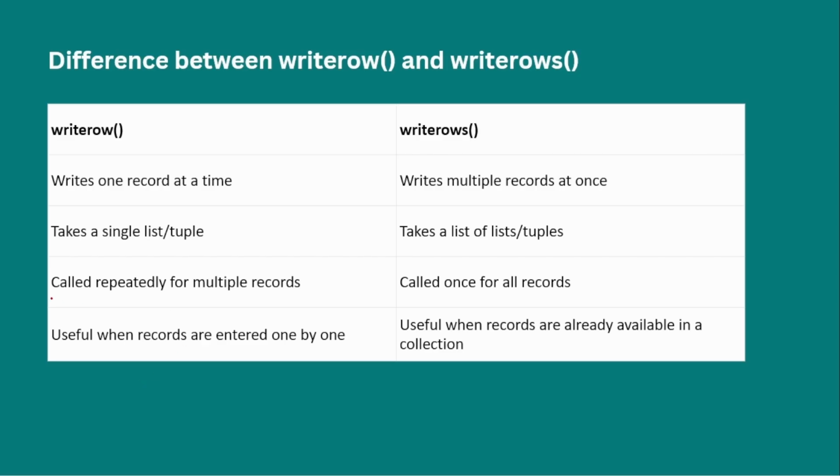Difference between writerow and writerows. writerow writes one record at a time, while writerows writes multiple records at once. writerow takes a single list or tuple, while writerows takes a list of lists or tuples. With writerow, call it repeatedly for multiple records; writerows is called once for all records. writerow is useful when records are entered one by one, and writerows is useful when records are already available in a collection. So when we have a huge collection of records, we don't have to write one by one. We can write the entire collection at once using writerows.